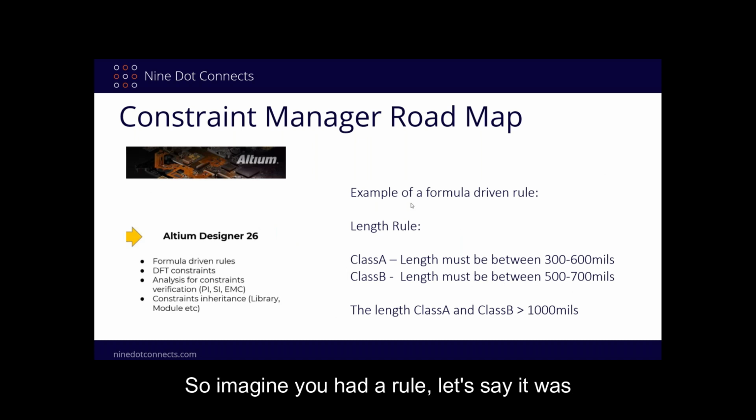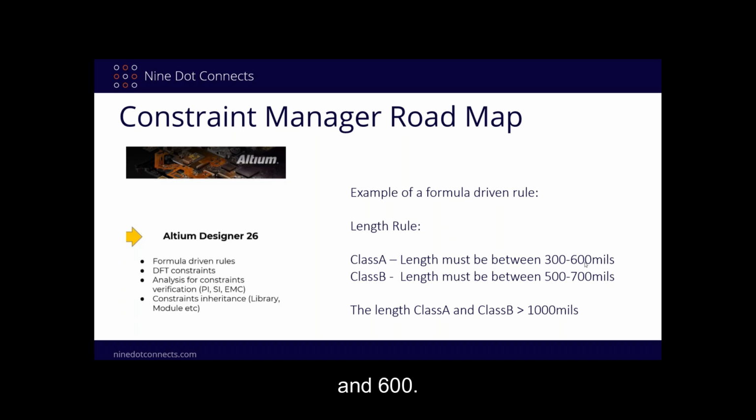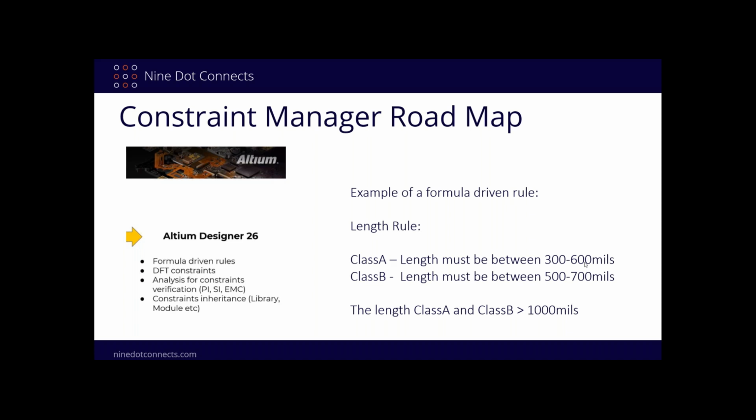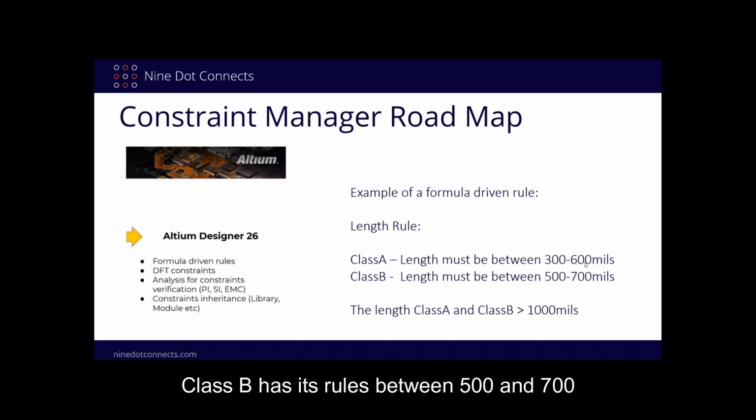So imagine you had a rule, let's say it was a length rule. And so you had a bunch of nets in this one class that said the length has to be between 300 and 600. So anything less than 300, more than 600 would be a violation of this particular rule. Class B has its rules between 500 and 700.